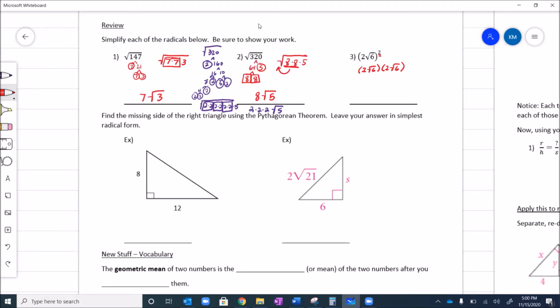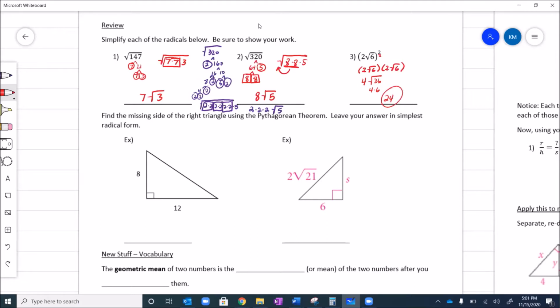That's it. Outside times outside, inside times inside. So 2 times 2, both on the outside, multiply together, give us 4. Radical 6 times radical 6, both on the inside, multiply together, give us radical 36. Radical 36, 36 is a perfect square. So radical 36 is 6. I can rewrite that as just 6. 4 times 6, and that is 24.